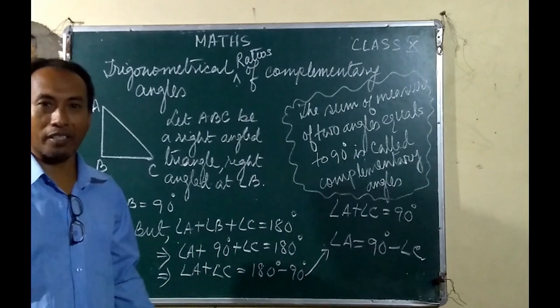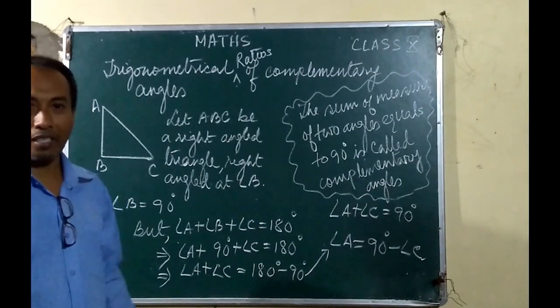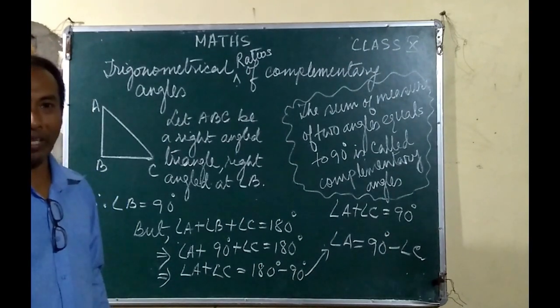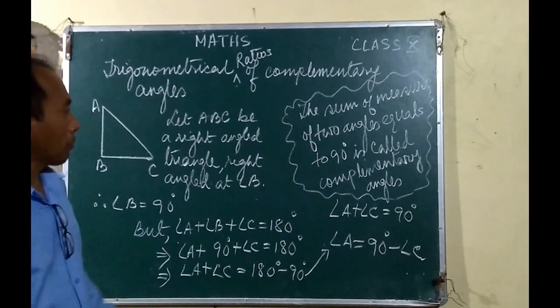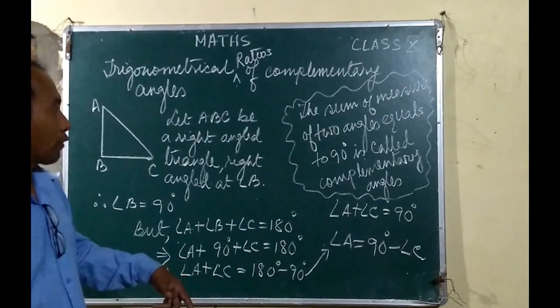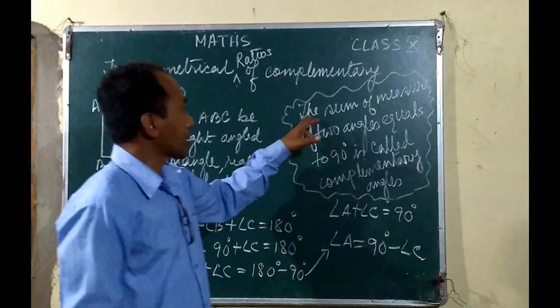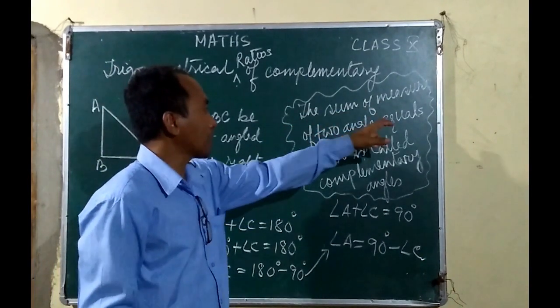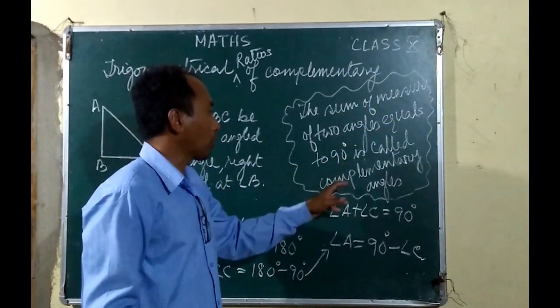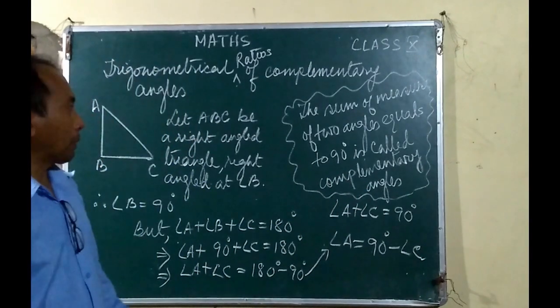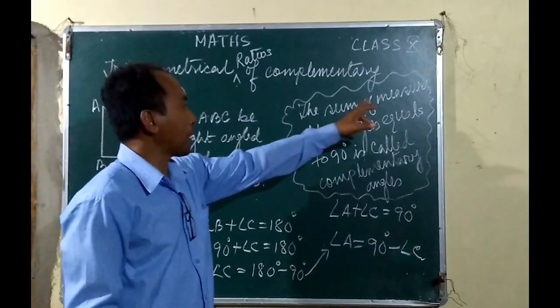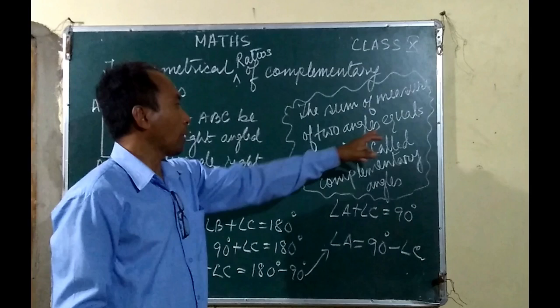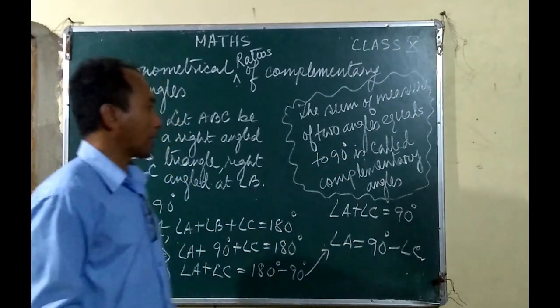So you must be wondering what are complementary angles. Yes sir, I have heard somewhere in class 6, class 7, I have forgotten what complementary angles are. So I'll just try to remove your confusion. The sum of the measure of two angles equal to 90 degrees is called complementary angles. I repeat again, the sum of the measure of two angles equal to 90 degrees is called complementary angles.